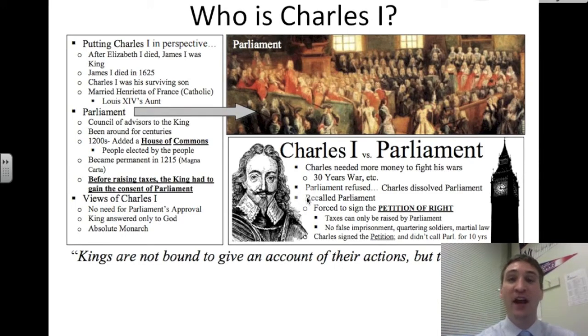He needs their political power, and he's forced to sign the Petition of Right. And it says that taxes can only be raised by Parliament. It also says that in England there shall be no false imprisonment, quartering soldiers, or martial law. And Charles actually agrees to and signs the petition, but he didn't call for Parliament to meet for 10 years.